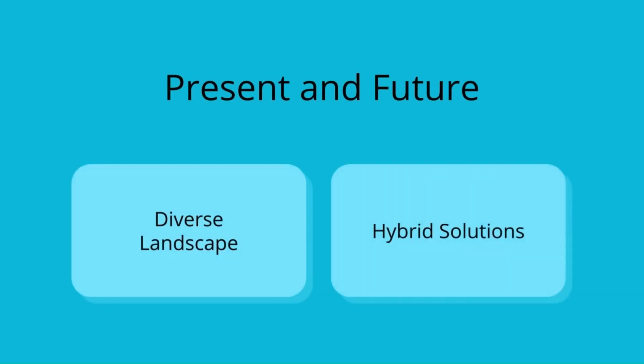Then we'll talk about the present and future. That is the diverse landscape. The NoSQL ecosystem has grown significantly with a wide range of databases catering to various use cases, which includes Apache HBase for column-family stores. Next is hybrid solutions. Some databases blur the line between NoSQL and SQL, offering the flexibility of NoSQL with the familiarity of SQL. These hybrid solutions, sometimes referred to as NewSQL databases, aim to provide the best of both sides.